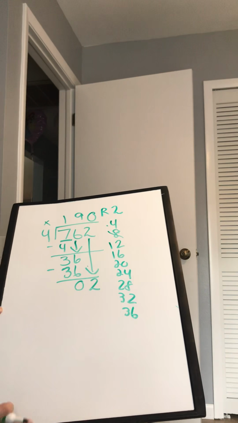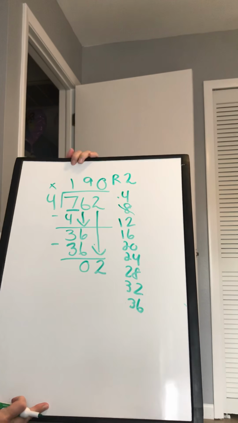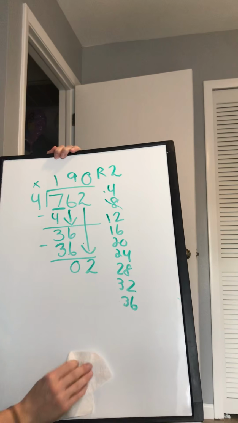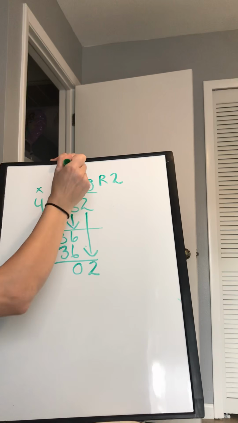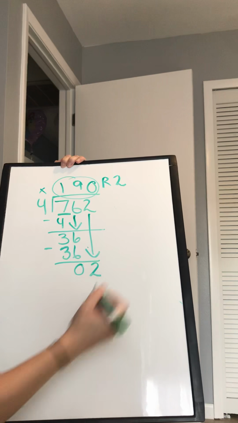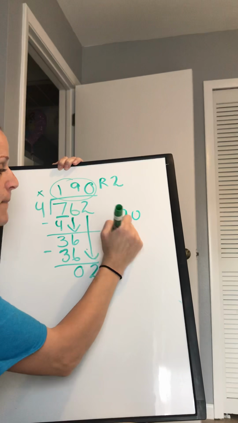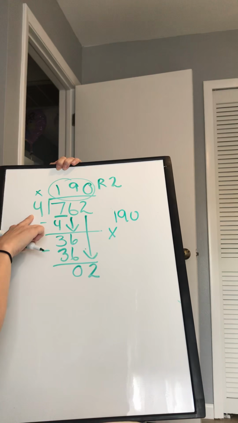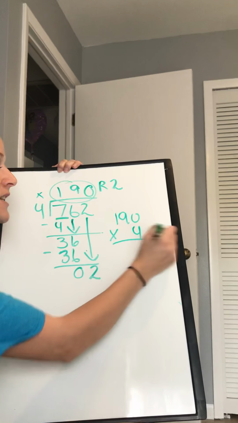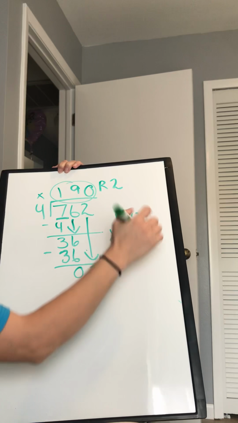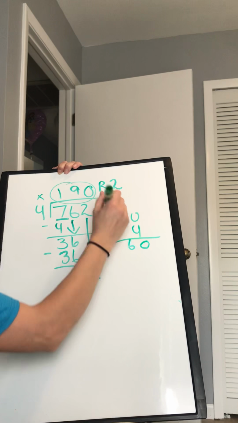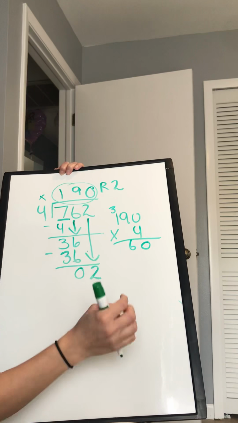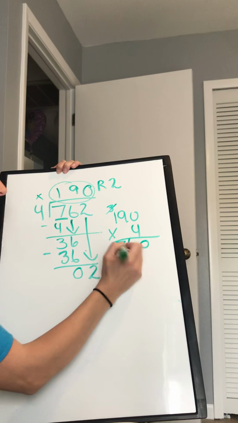Okay, now I can always check my work by using multiplication. So to do that, you take your answer on top of the house, 190, and I'm going to multiply that by what I was dividing by. I'm dividing by 4. 190 times 4. 4 times 0 is 0. 4 times 9 is 36. Put down my 6, carry the 3. 4 times 1 is 4, plus 3 is 7.